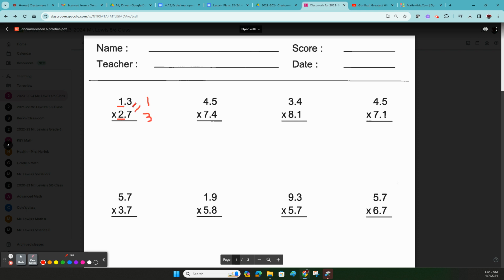Now that I've rounded both terms, I will multiply them. 1 times 3 is 3. Boom. Easy peasy. We'll do one more just for fun.